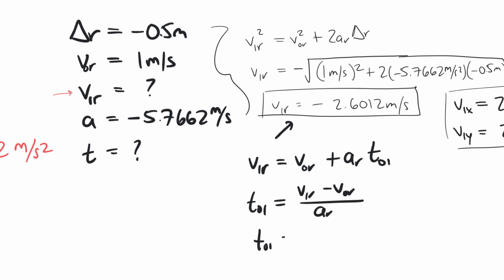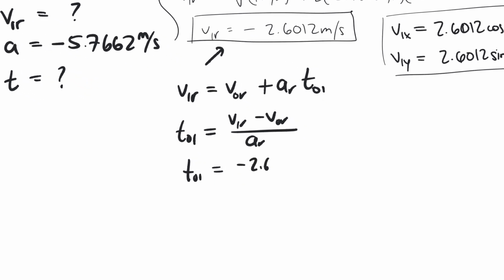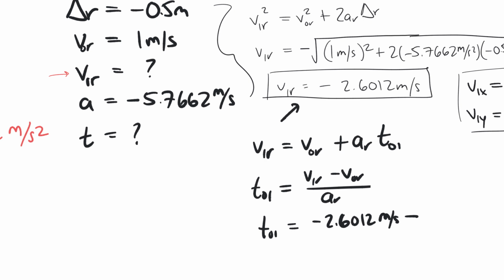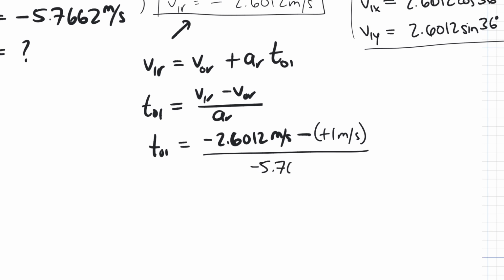So t01, let's see, v1 in the r is negative 2.6012 meters per second minus the initial in the r. What was the initial in the r? Oh, it's 1 meter per second. 1 meter per second. Right. Okay, divided by a in the r, which is negative 5.7662 meters per second squared.